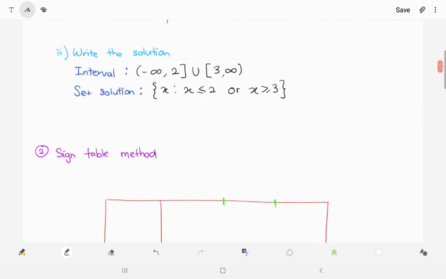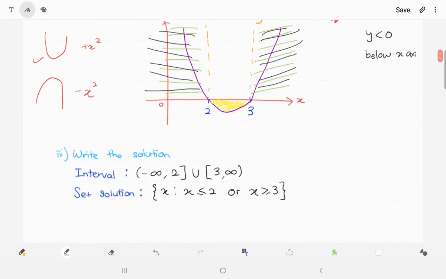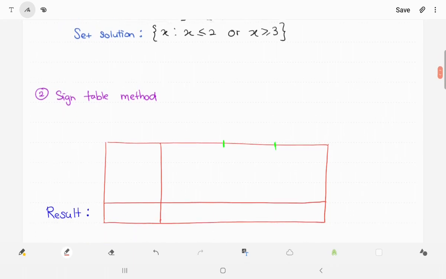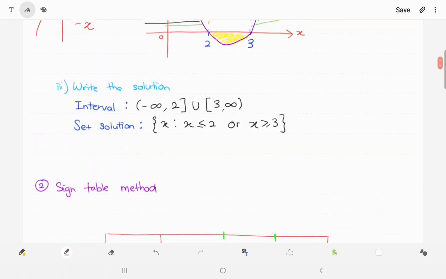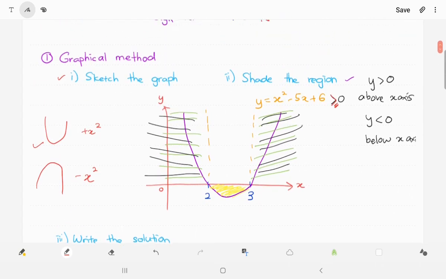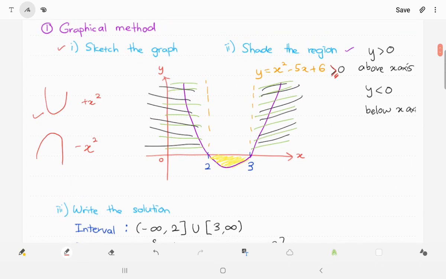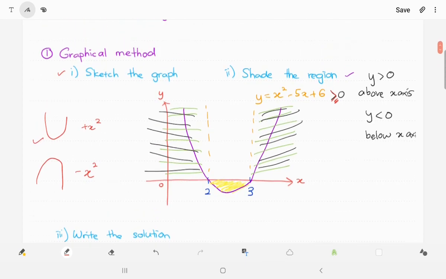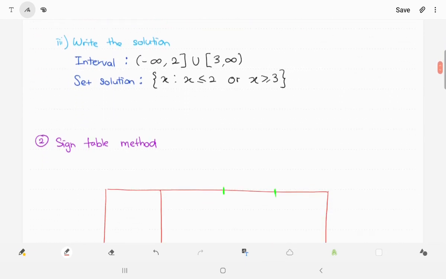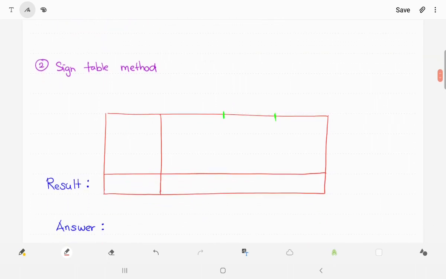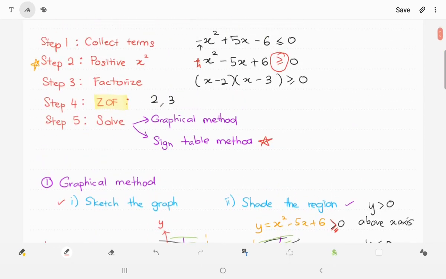Okay, so now we move on to the sign table. The sign table I will continue in the next video. This video I will particularly focus on the graphical method and how to write the answer. But the steps are still the same for the sign table. It's just another method to solve it. Steps 1 until 3 are still the same, but for step 5 we have the graphical method and the sign table.